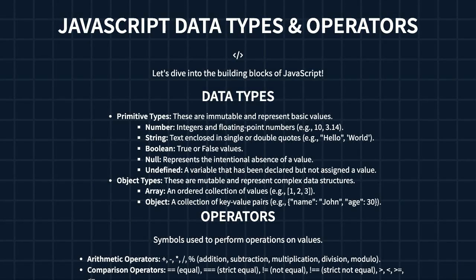Okay, let's talk about the basic ingredients of JavaScript, our data types and operators. We have primitive types like numbers, strings, booleans, null, and undefined. These are the fundamental building blocks for everything else. Then we've got object types, including arrays and objects themselves, which allow us to store more complex information. And finally, let's not forget about operators. These are symbols that let you perform actions on your data, like adding numbers together or comparing values. There are arithmetic operators for math, comparison operators for checking equality, and logical operators for combining conditions. Think of them as the tools in a developer's toolbox.